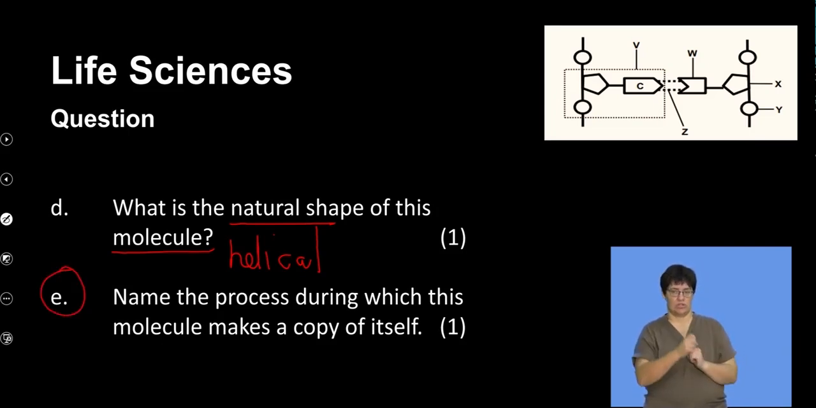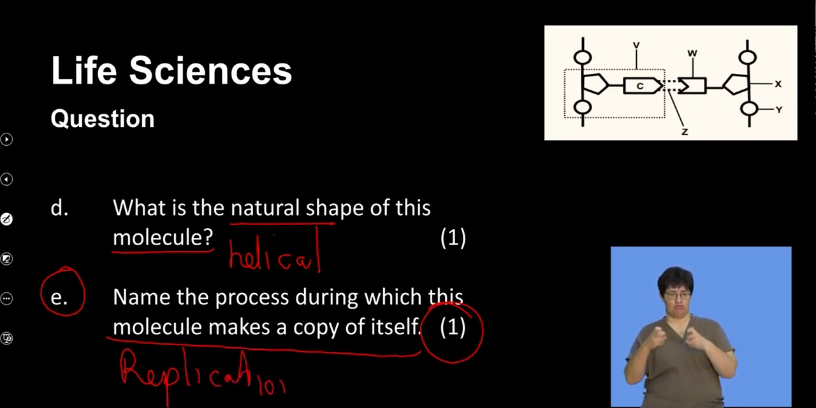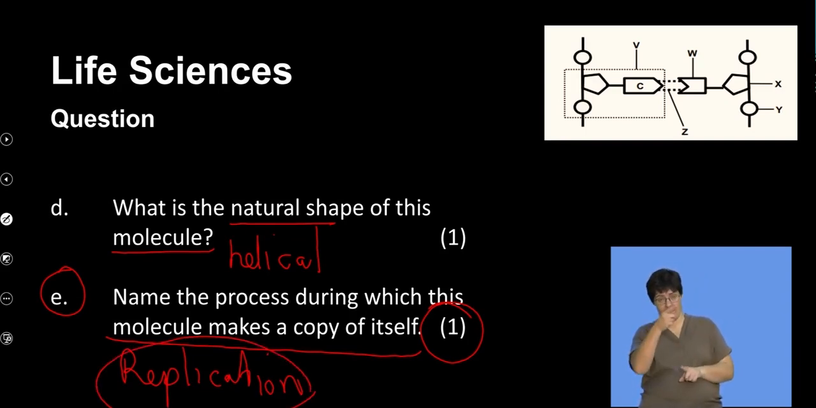We move on to this last question. Name the process during which this molecule makes a copy of itself. And guys, we've spent the second half of this lesson today looking at the process of DNA replication. DNA replication is the process where DNA is copied to produce identical copies of itself, and we refer to that model as the semi-conservative model of replication.